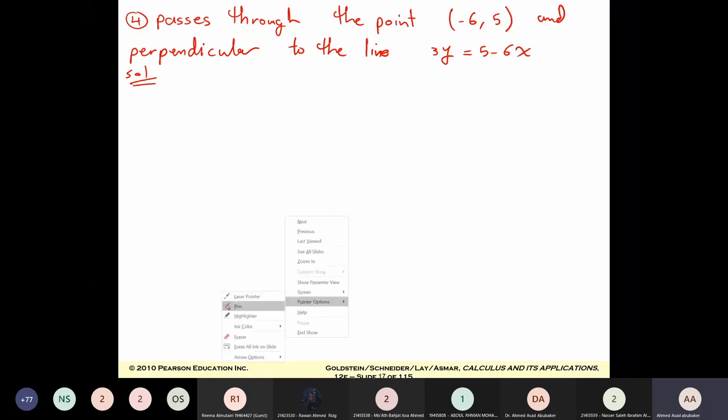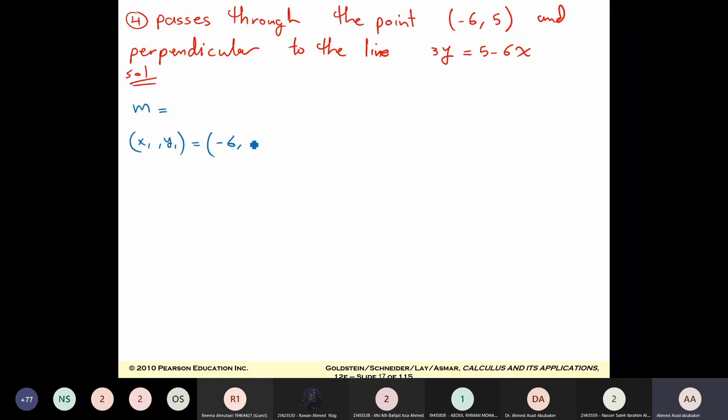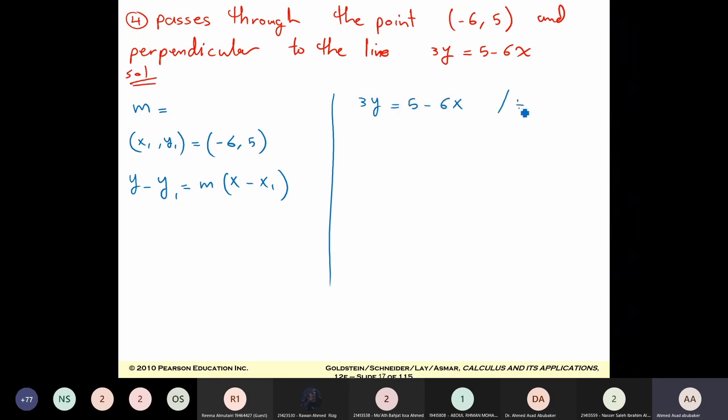So we need to conclude the slope from the given perpendicular line. Also, we need to find the slope first, and we are given x1 and y1, the values -6 and 5. After that, we can find the equation of the line. Now we have 3y equals 5 minus 6x. Dividing by 3, y equals 5 over 3 minus 6x over 3. So we have y equals 5 over 3 minus 2x. So the slope of the perpendicular line is negative 2.